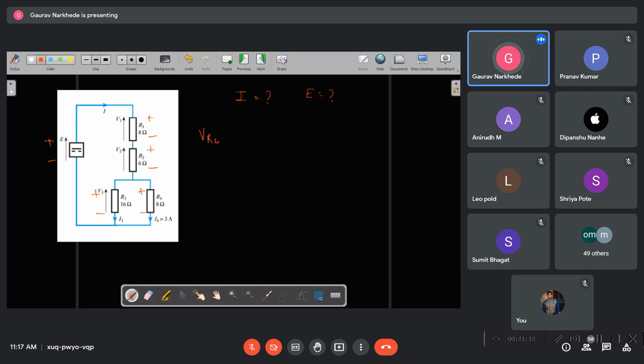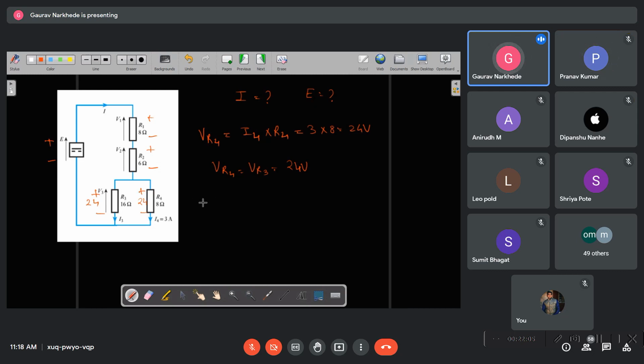We can find the voltage across R4. This will be I4 into R4. Is it correct? So I4 is given as 3, R4 is given as 8, so it is 24 volts. Voltage in parallel is the same. So can I say VR4 will be equal to VR3, that is equal to 24 volts. Correct? So this also became 24 volts.